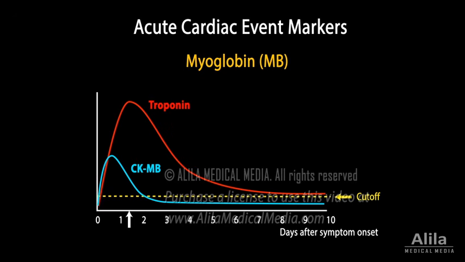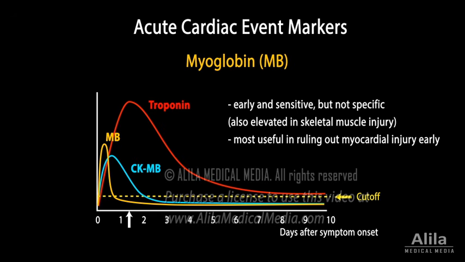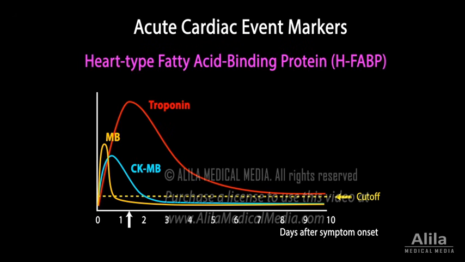Myoglobin is a heme protein found in cardiac and skeletal muscle. Being a small molecule, it can be detected in the blood as early as 1 hour after symptom onset. As a result, myoglobin is an early and sensitive but not specific indicator of cardiac damage. This test is most useful in ruling out myocardial injury. Heart-type fatty acid binding protein, H-FABP, is a protein involved in fatty acid metabolism in cardiac muscle. It's an early and sensitive marker of myocardial ischemia, but not specific enough to be used as a standalone test.